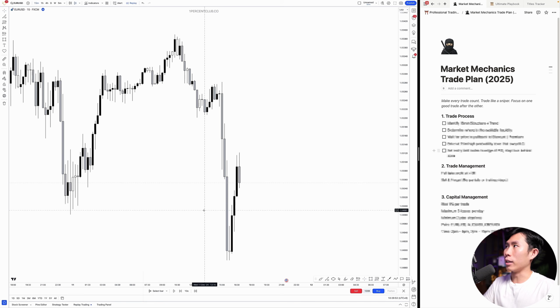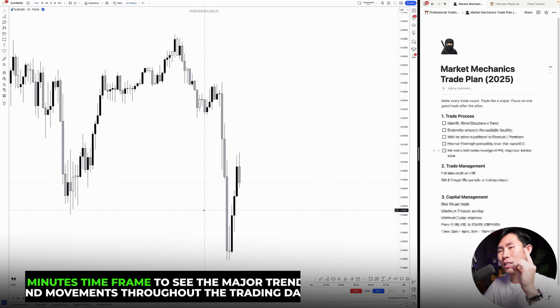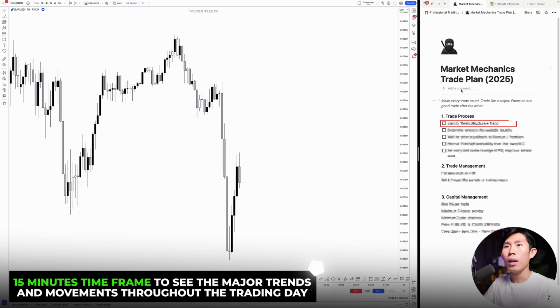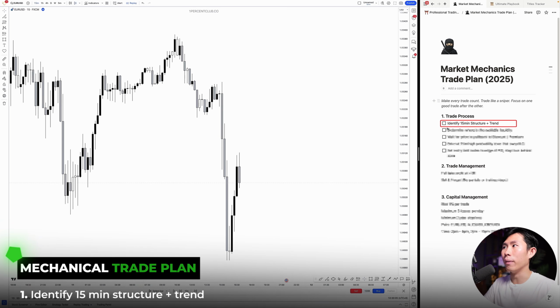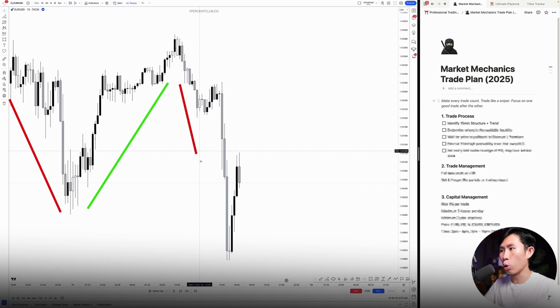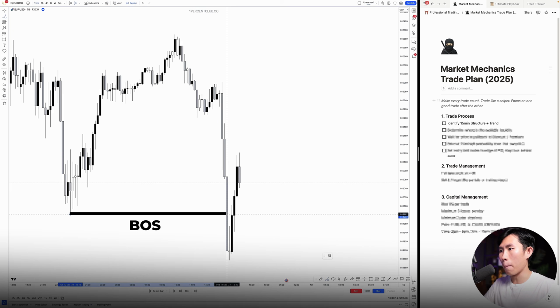So first of all, when we look at this chart on EURUSD, understand that for this simple strategy, we are only going to be using one time frame, and that is the 15-minute time frame. So you can see the first step right here is to identify the 15-minute structure and the trend, right? So we know that price went down, pulled back, and then went down and broke past that last swing low that we have right here, giving us a bearish break of structure to the downside.